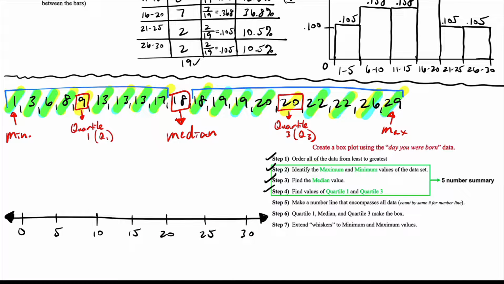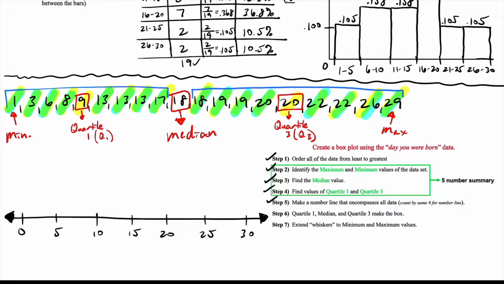So pick something. Ones, twos, fives, tens. If my numbers went from 1 to 129, I'd probably use something like tens, maybe even 20s. If my numbers went from 1 to 9, then I would probably do 1, 2, 3, 4, 5, 6, 7, 8, 9. So it just depends on how wide the numbers are, the range of the numbers, I should say. Okay, so step 5 done.